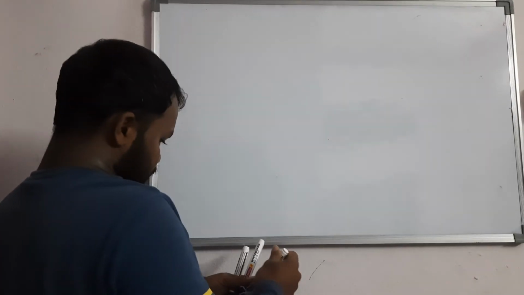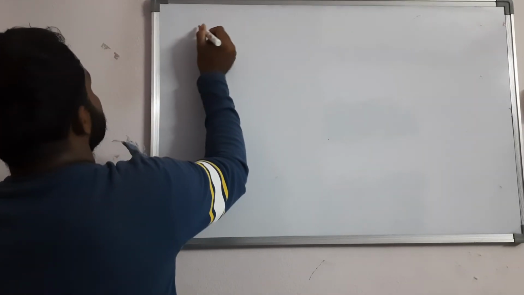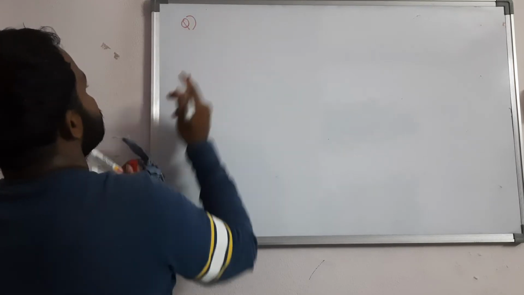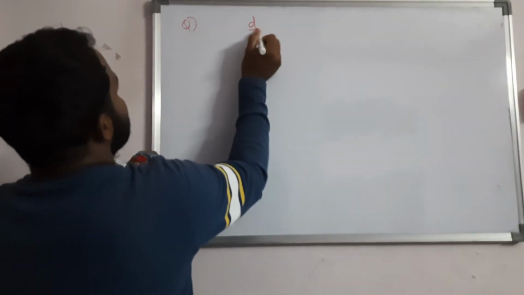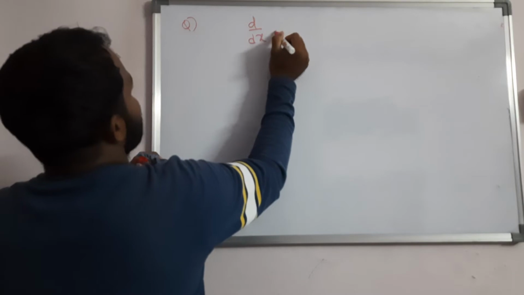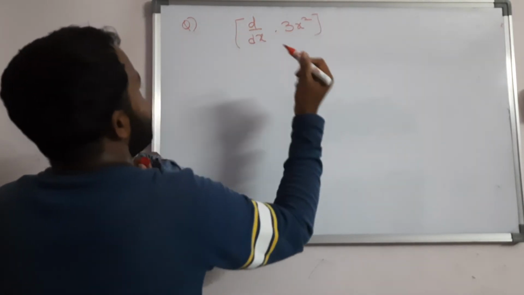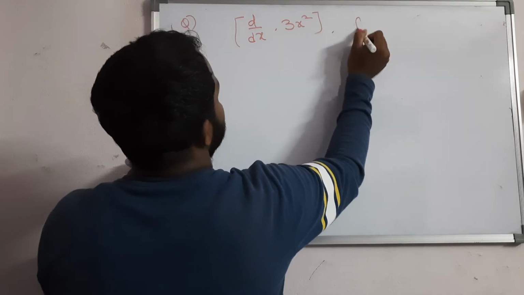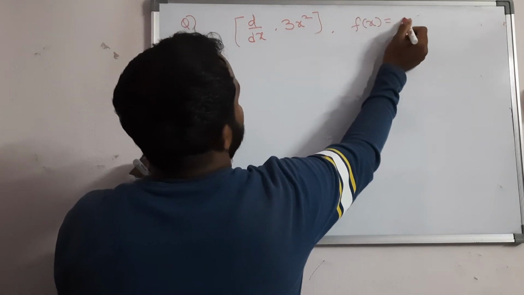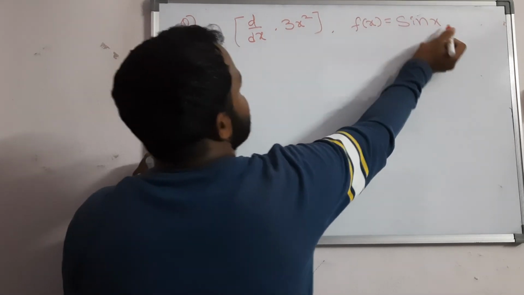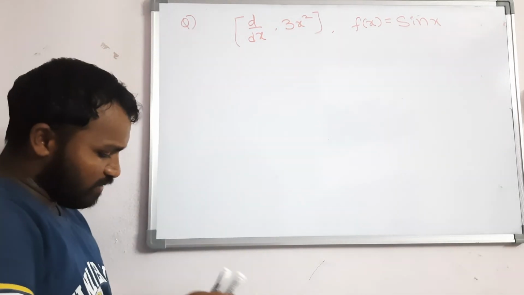So next, the second problem we will see. The question is: d by dx comma 3x square, with the function being sin x. F is the sin x I am taking. Find out the commutator.